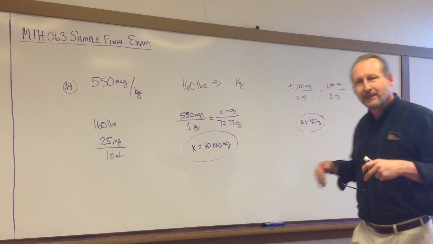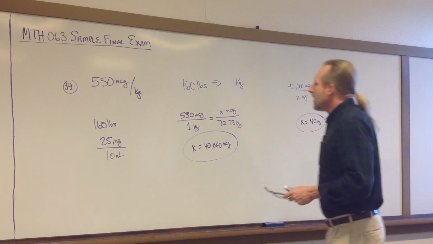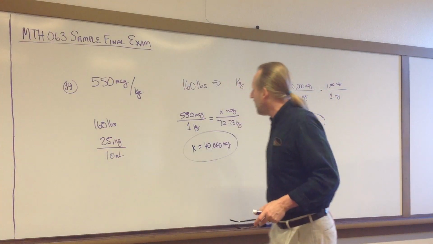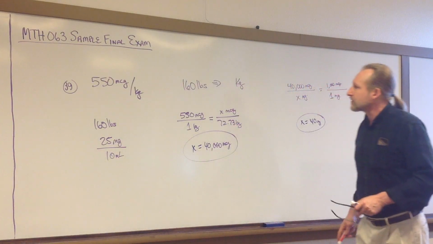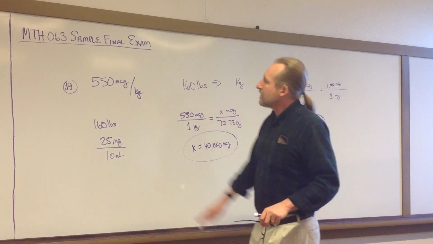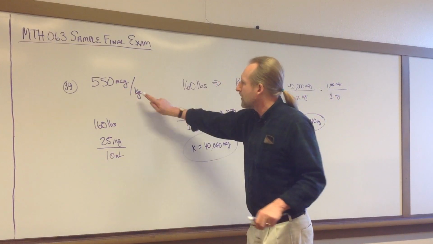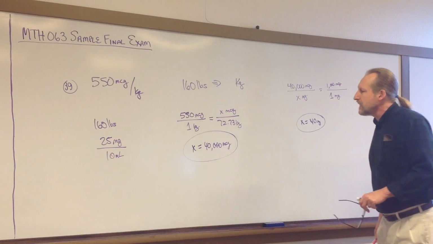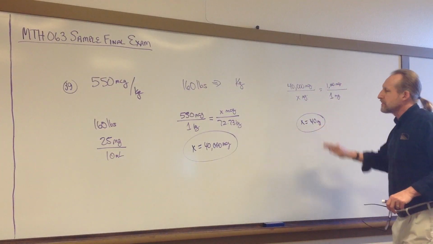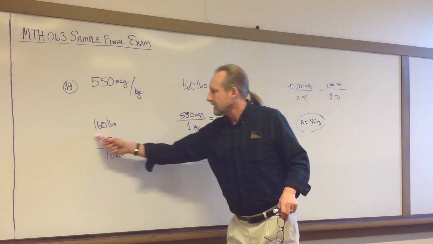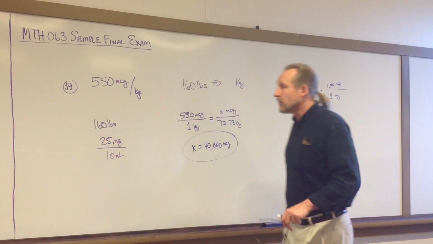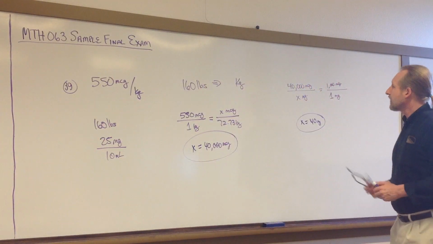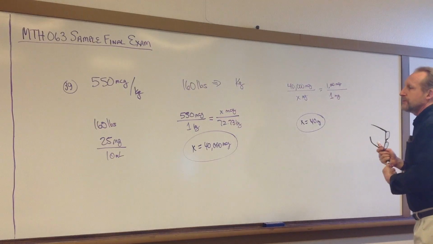So let's take a breath and look at what we've just done. We turned the 160 pounds into kilograms. And then we use the recommended dosage per kilogram of body weight to figure out how many micrograms we're going to need. And we turn those micrograms into milligrams because that's how the dosage is going to be administered, in milligrams. Okay, so now we're almost finished here.